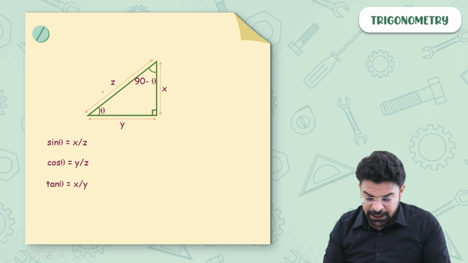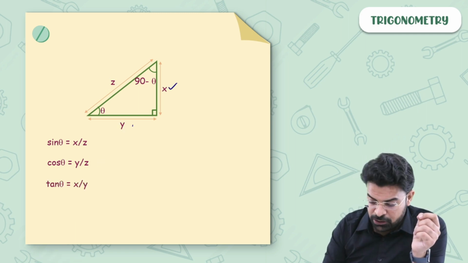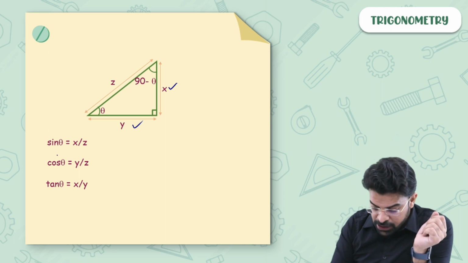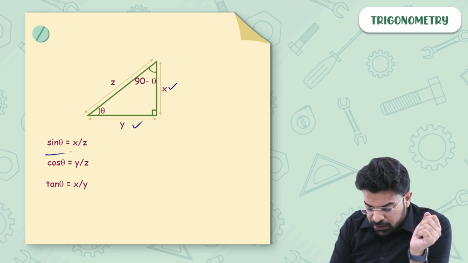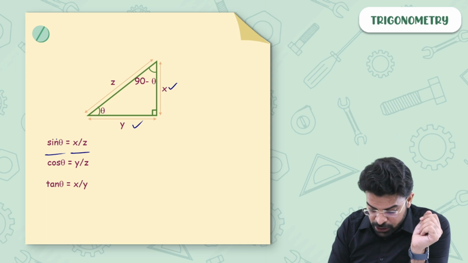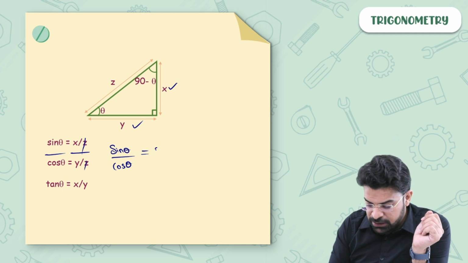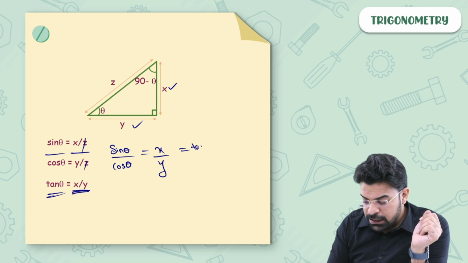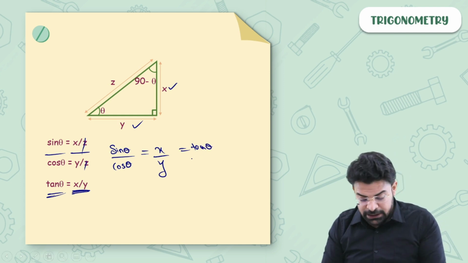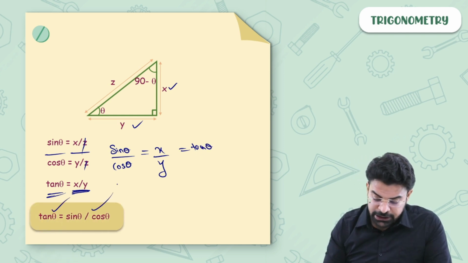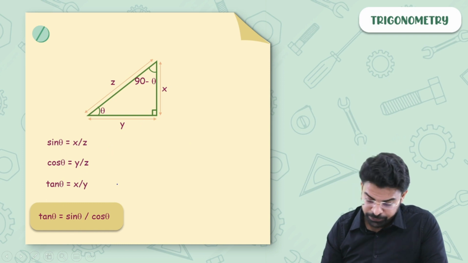And tan theta equals perpendicular upon base, that will be x by y. If you divide sine theta and cos theta on both the sides, so on the left hand side you will get sine theta by cos theta. On the right hand side the z will cancel and you will get x by y. And you already know that x by y equals tan theta. Hence we get one more relationship, that tan theta is nothing but sine theta by cos theta, and you should keep it in mind.